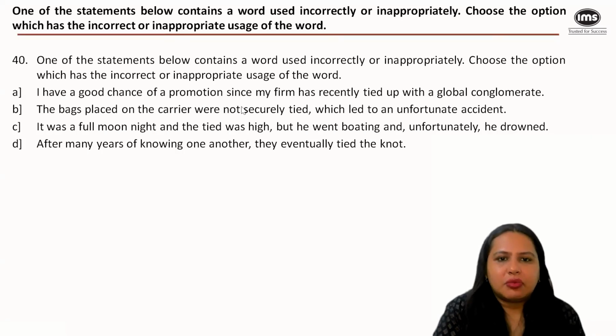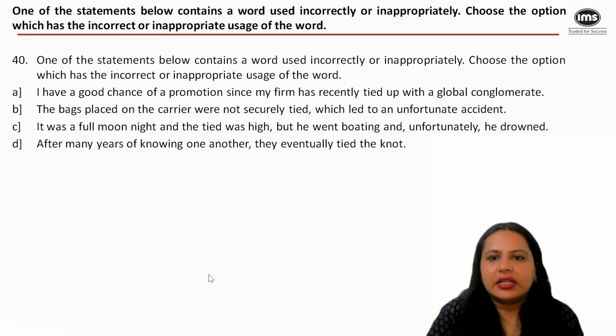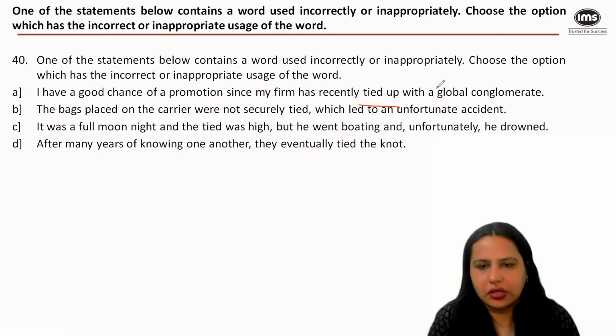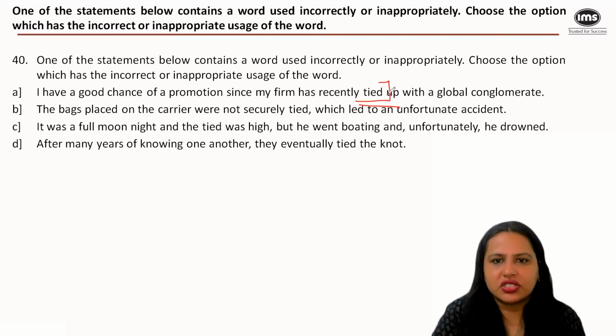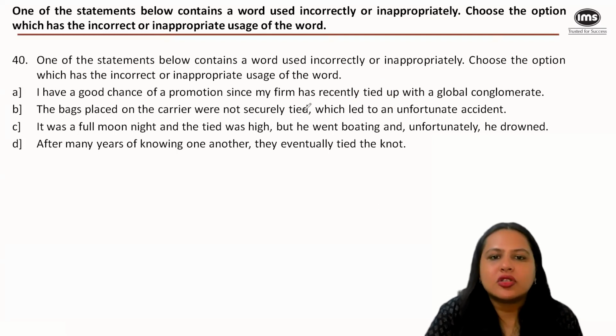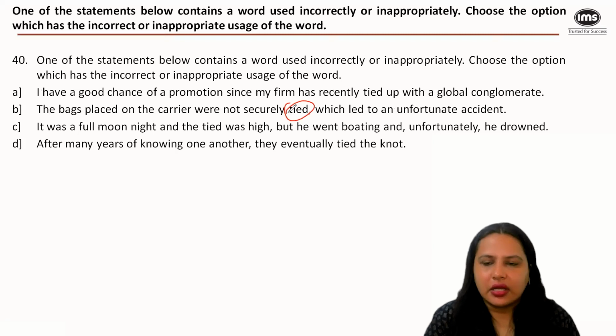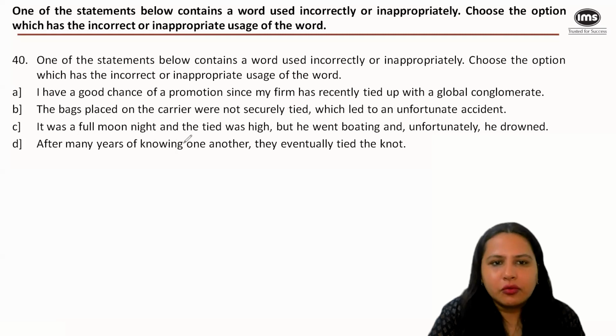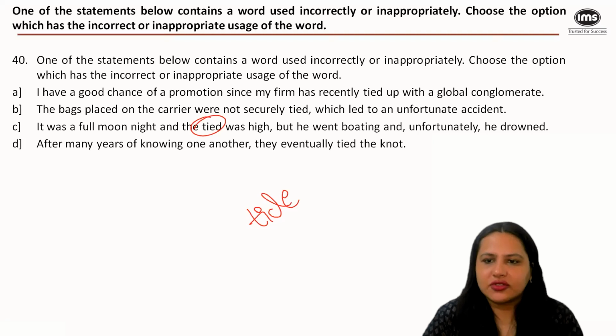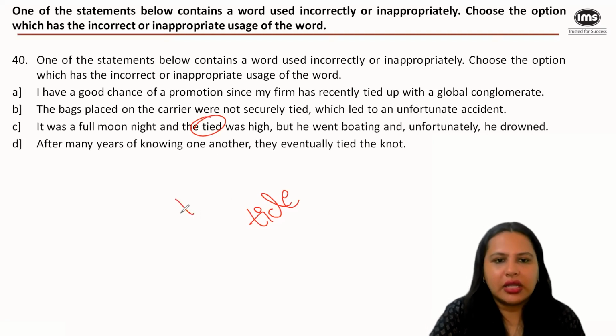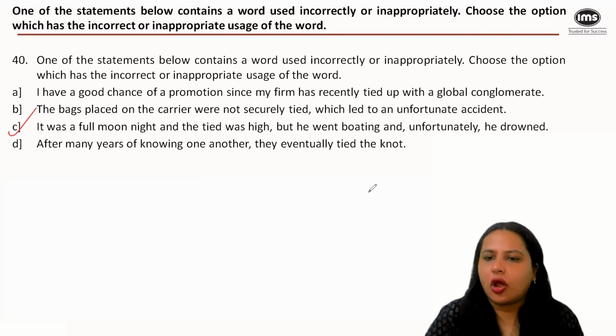Next word. A. I have a good chance of a promotion since my firm has recently tied up with a global conglomerate. Tied up means now they will work in collaboration. So this usage is correct here. B. The bags placed on the carrier were not securely tied. Tied as in not secured, right? So this is also correct. C. It was a full moon night and the tied was high. Now here we are talking about the waves, the low tide and high tide. So we don't want tied here. We want tide here. So the incorrect usage is in option C.